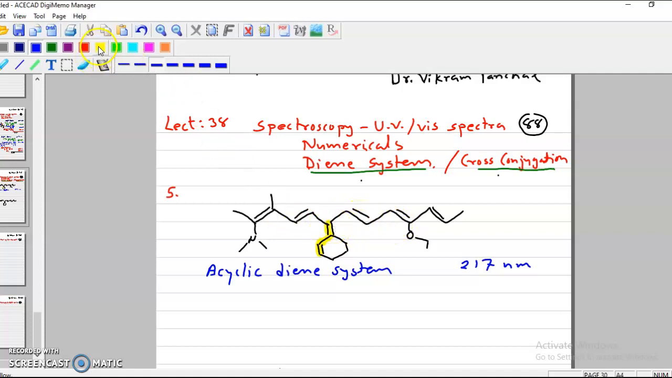So we'll go with one of these systems over here. We'll go in this direction. Now single bond, double bond, single bond, double bond, single bond, double bond. So this is the extension of the system. In this case we'll have to see the extra conjugated double bonds. So how many extra conjugated double bonds?